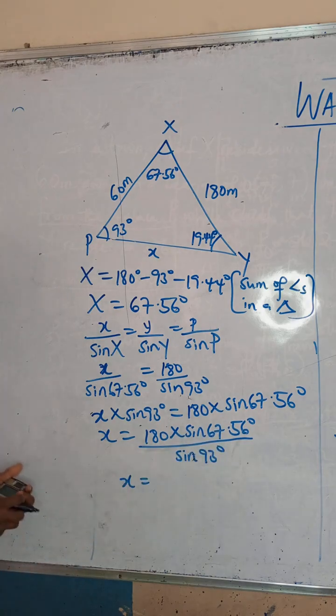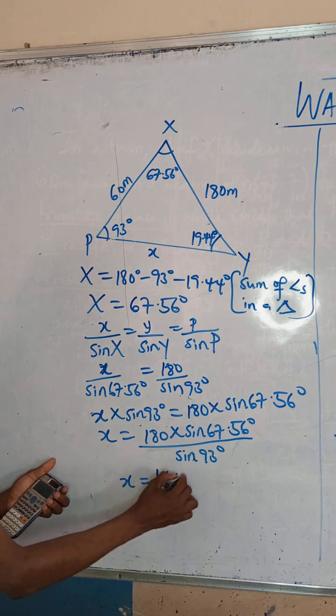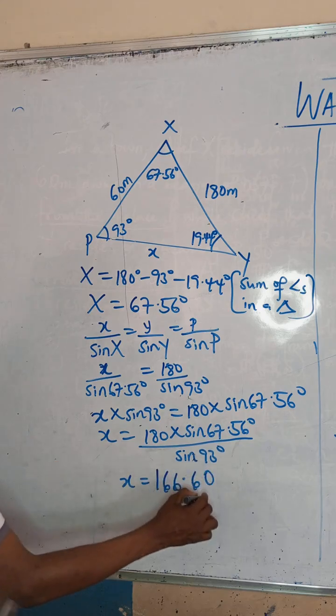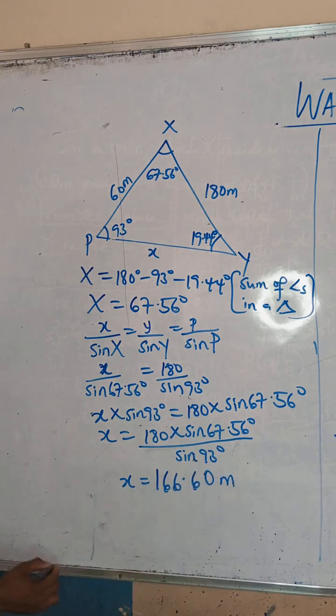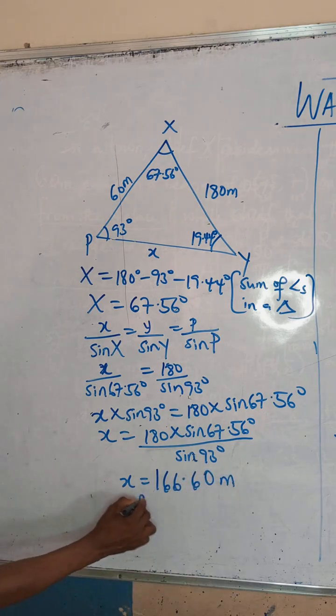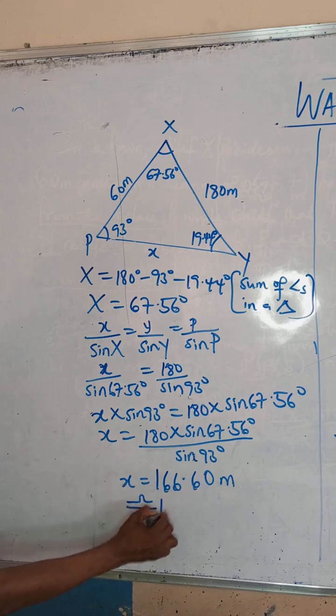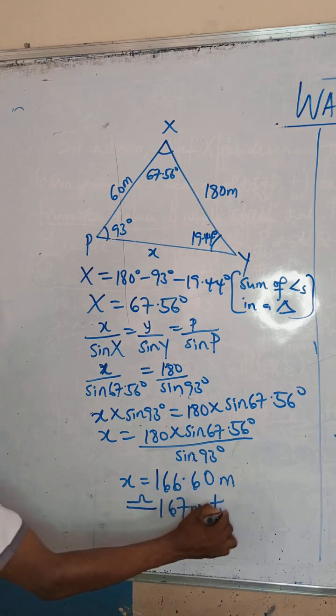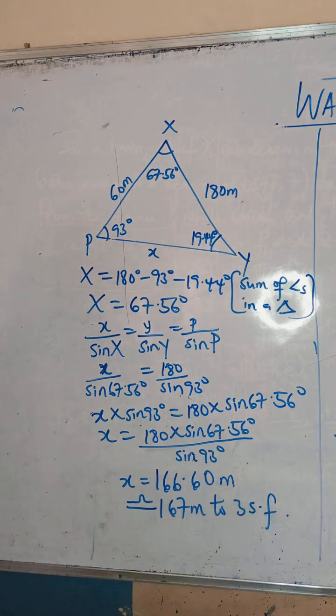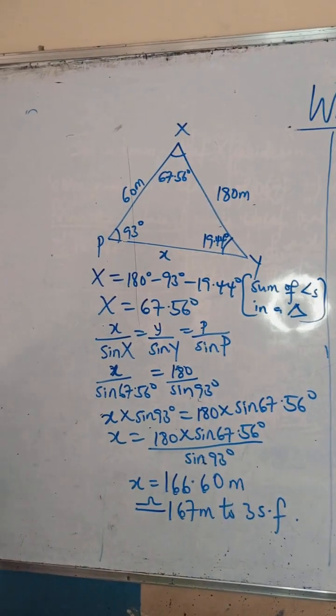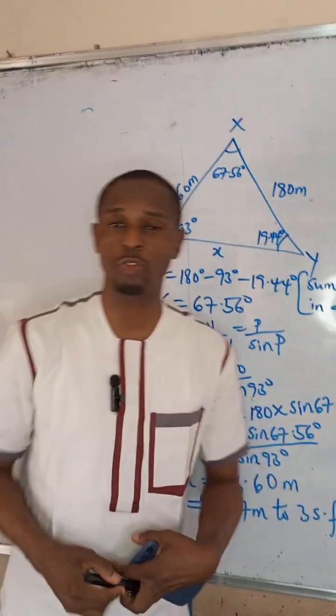So what would that give us? We have 180 times sine 67.56 divided by sine 93. So that gives 166.60 meters. They asked us to change it to 3 significant figures. So this is approximately 1, 2, 3. That is 167 meters to 3 significant figures. And that is what gives us the distance between P and Y, according to what they asked us to find.